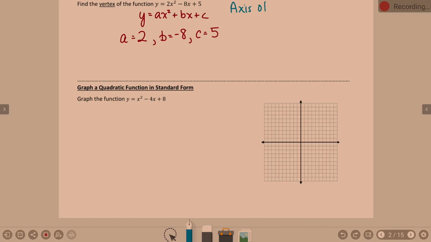Okay. What are you finding first? Yeah, we've got to find our x, which means I'm finding my axis of symmetry. X equals, what's that formula? Negative of b over 2a.